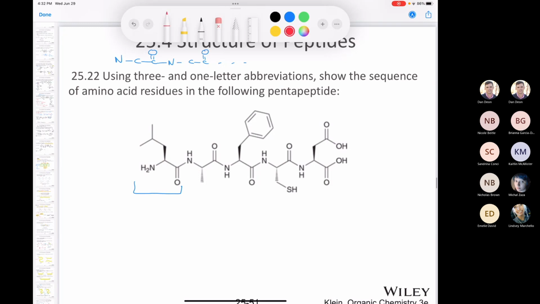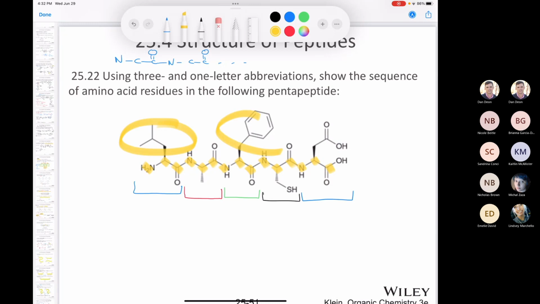Then we have nitrogen, carbon, carbonyl. There's your second amino acid. Then we have nitrogen, carbon, carbonyl. That's our next amino acid. We do it again. Nitrogen, carbon, carbonyl. And the last one, we have nitrogen, carbon, carbonyl. Again, if you're wondering where I'm getting those, I'm going along the backbone right here. Notice that everything that's pointing up is on a wedge. Everything that's pointing down is on a dash. So that's all good. But now we're going to try to identify these amino acids.